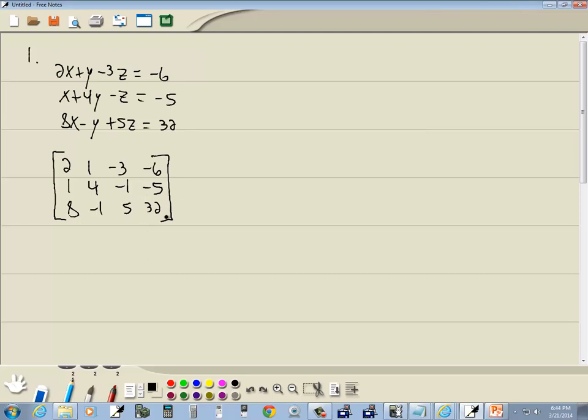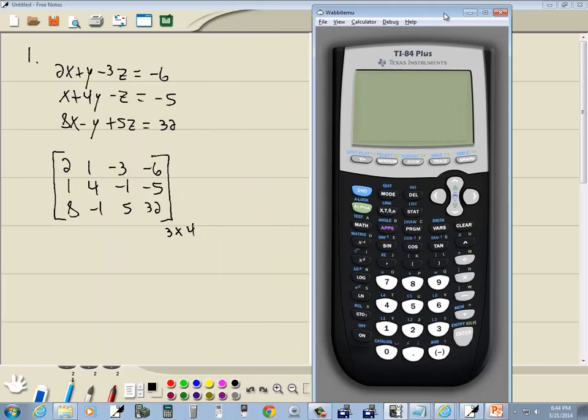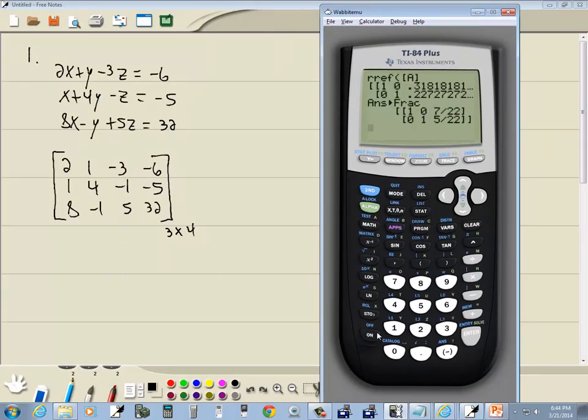Now this matrix has a size, and it's rows by columns. So we got 3 rows and 4 columns. So it'll be a 3 by 4. Well, let's go input this into our calculator. So I'm going to go into my matrix menu. This button looks like x and negative 1. That's actually our inverse button, but I'll refer to it as x and negative 1.